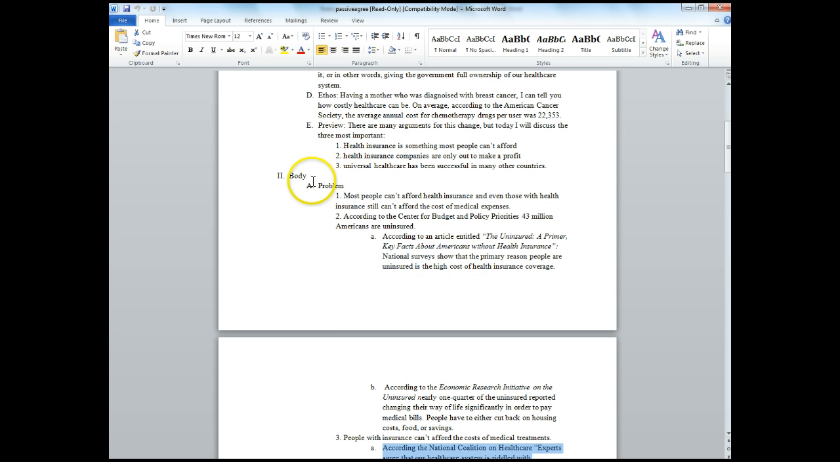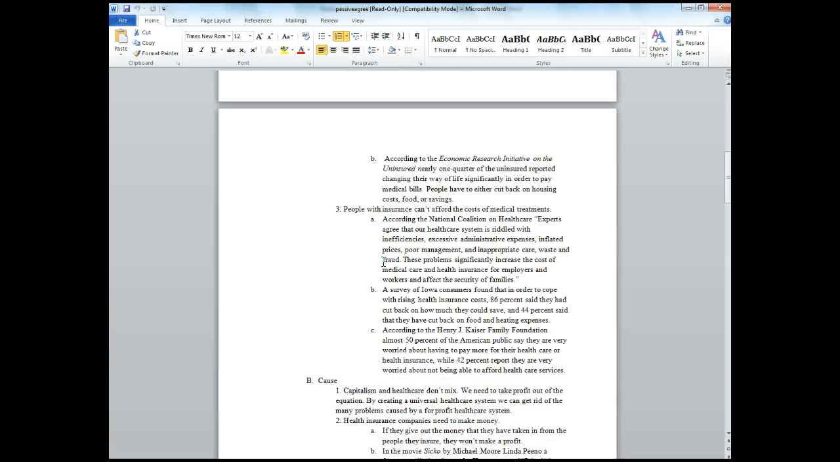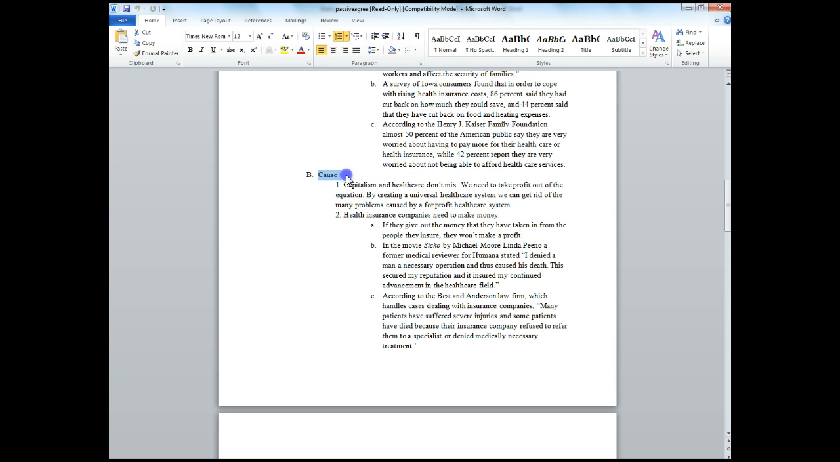So, what you need to do in the problem is really just prove there's a problem, right? Why is there an issue? Why do we even need to change this? Well, before you can argue for a change, you first have to prove that there's some sort of need for a change. Then we move on to the second step, cause.